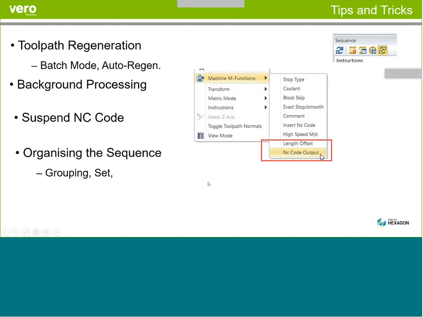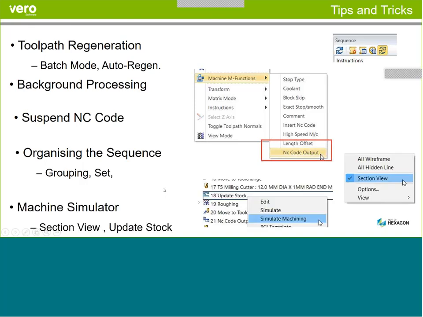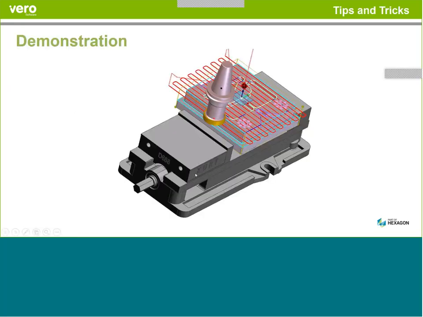And also, we're going to look at organizing the sequence a little bit better, setting the sequence into groups, maybe grouping by tool. You can create your own groups with roughing and finishing cycles, or whichever way you want to do it really. So Mike's going to demonstrate these options in a second, and then a couple of nice options that you may have missed or forgotten about within the machine simulator again. Okay, I'm going to pass back to Michael.